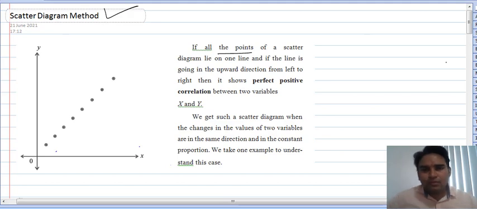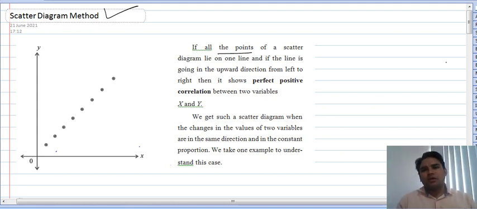By this method we draw the diagram and we know the nature of the correlation between two variables on the basis of the diagram, right? So what is scatter diagram? When all the values of x and y variable are plotted on the graph, the diagram is called what?